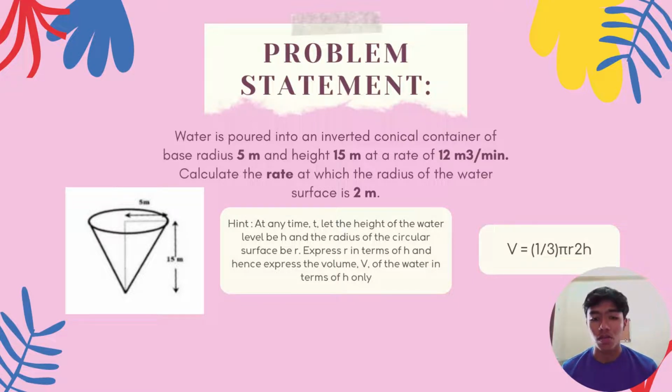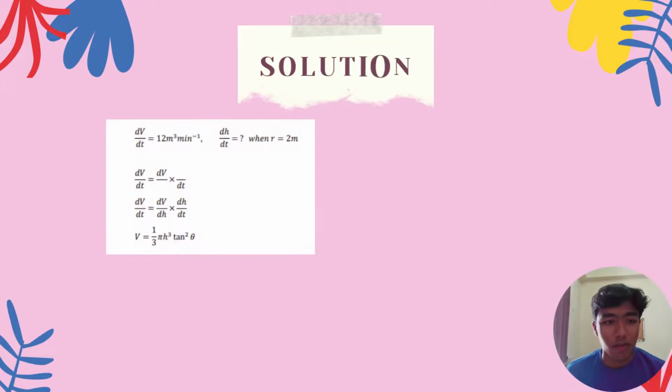So from what we know, the volume formula for a cone is 1/3 pi r squared h. From the question, the information given is dV/dt equal to 12 meter cubic per minute. And what the question asks for is dh/dt when the radius is equal to 2 meter. To get dh/dt, we can use dV/dt, which we separate like this, and we use dh to fill the equation.